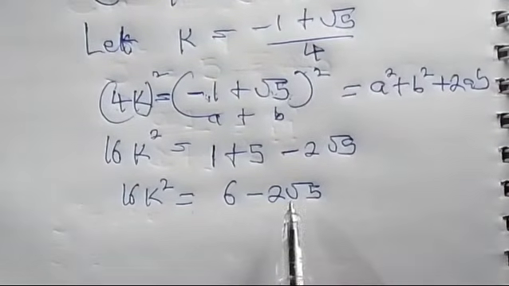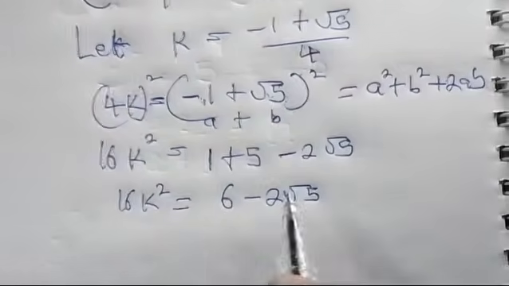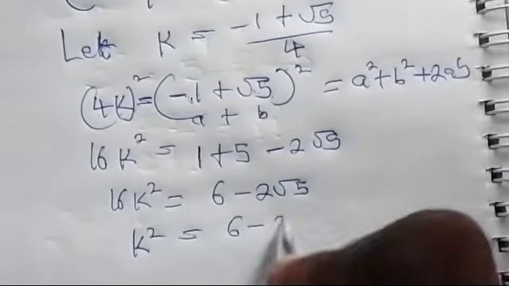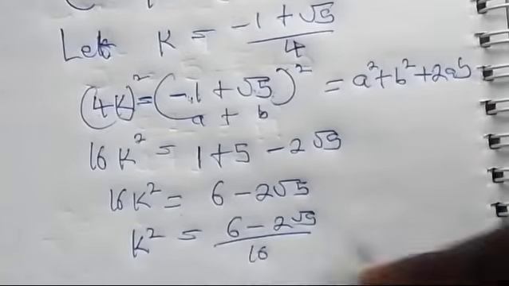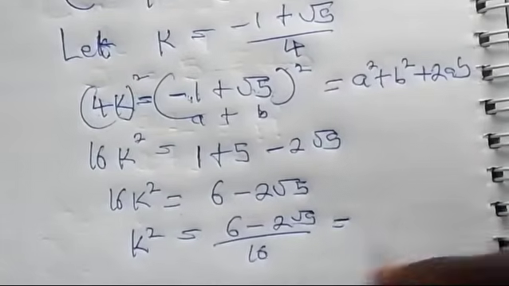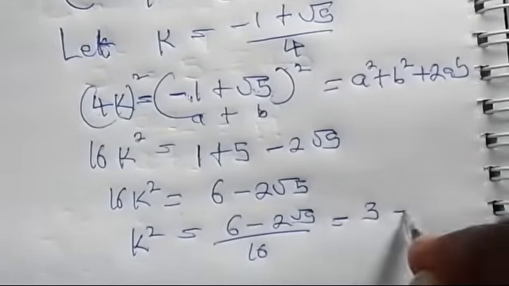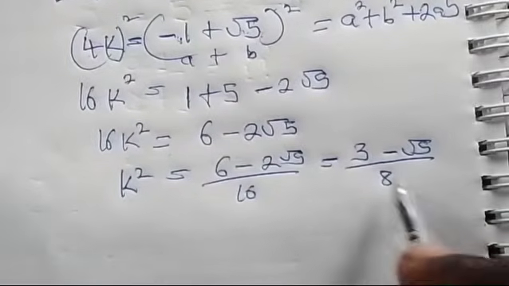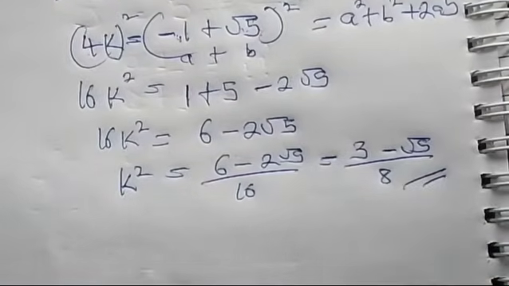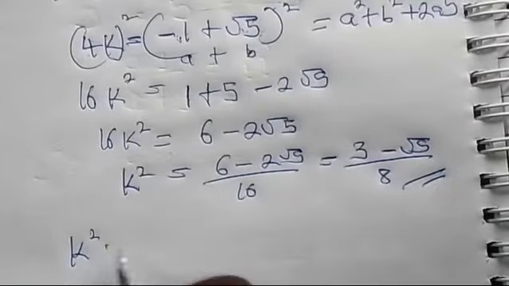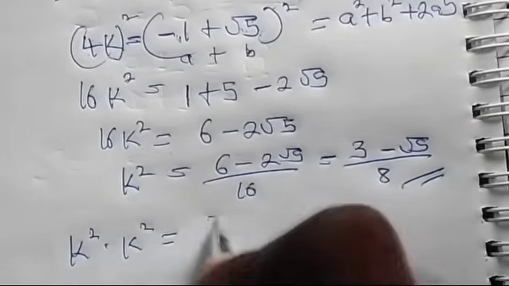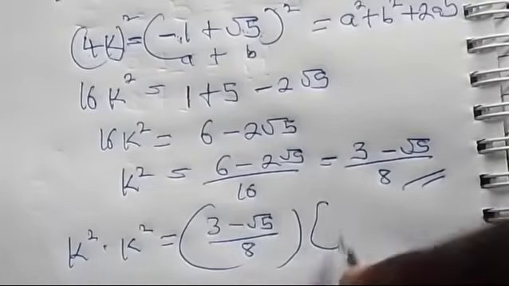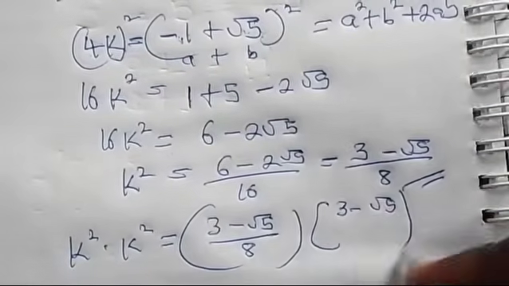Now what we are going to do is make k squared the subject. So we have k squared is equal to 6 minus 2 root 5 divided by 16. So 2 can go in all, now we have 3 minus root 5 over 8, right? So now we have k squared to be equal to this, right? Now k squared multiplied by k squared is equal to 3 minus root 5 over 8 multiplied by 3 minus root 5 over 8, right?